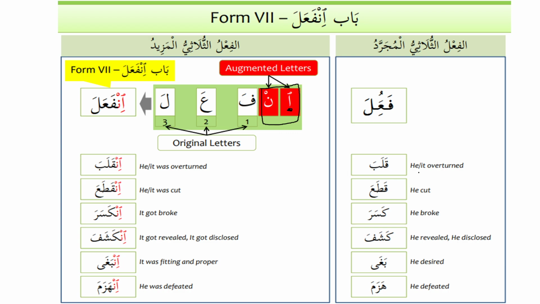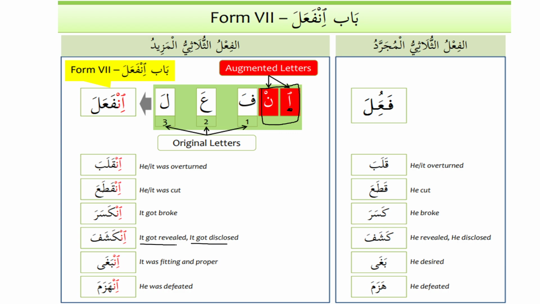Qalaba, we saw this previously: he overturned or it overturned. And inqalaba: it was overturned or he was overturned. Qat'a, he cut. And inqat'a, it was cut. Kasara, he broke. And inkasara, it got broken. And then we have kashafa, he revealed or he disclosed. Inkashafa, it got revealed or it got disclosed.